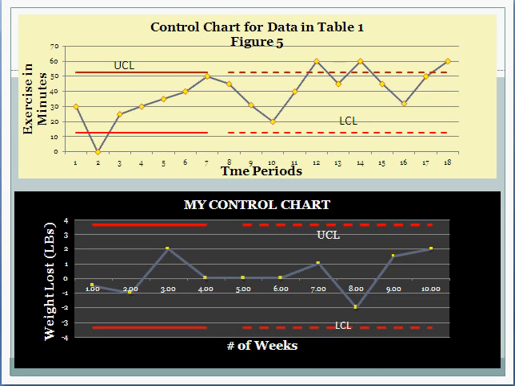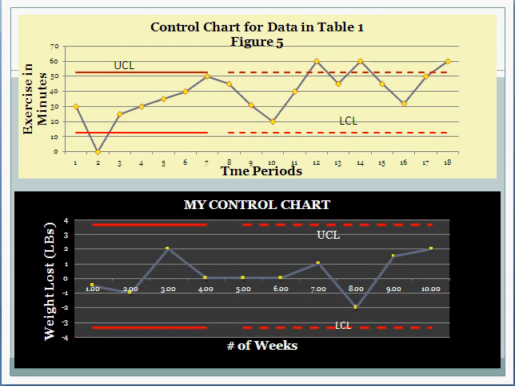Looking at figure 5, you would see that whoever this data pertains to was for the most part within the upper control limit and lower control limit in the pre-intervention phase, except at one point where it dipped down to day 2.